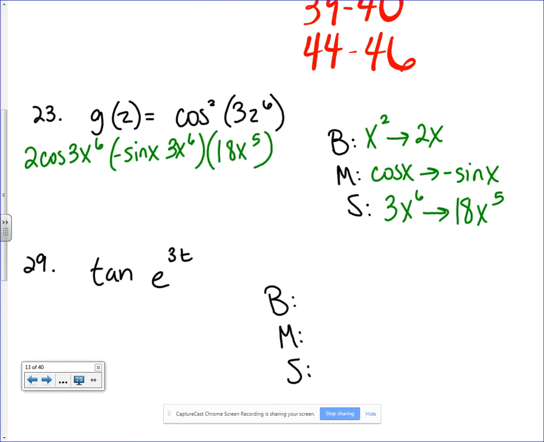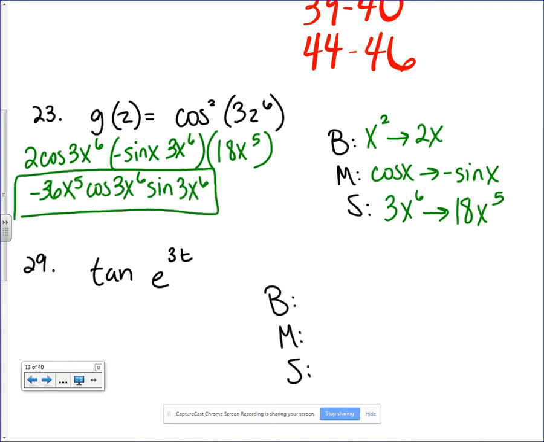So if I put that all together, 2 times 18 is 36. Pull that negative out. I also have the x to the 5th. And then I have my trig portion of this. And that is going to be my answer. Number 29. Let's take a look here.